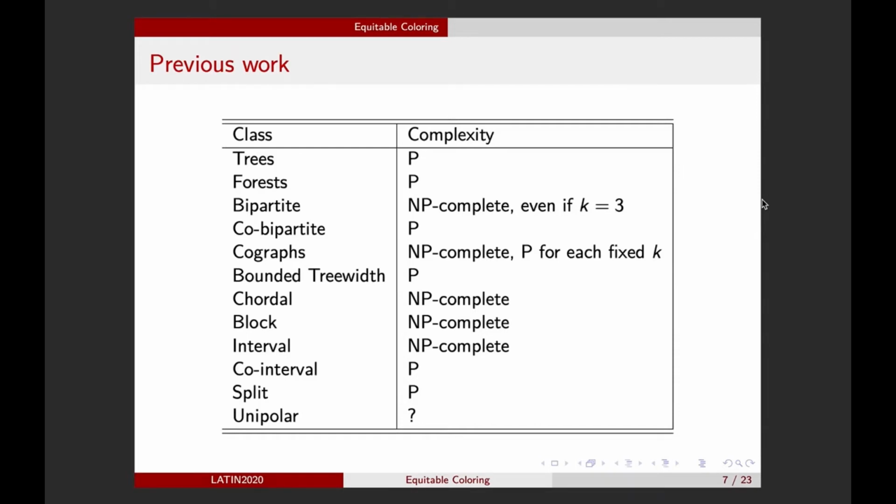One thing we notice is that there's a nice generalization of split graphs, which are unipolar graphs, for which the complexity of equitable coloring was not known. What we did was show that we can do a bit better than split graphs: we can solve the problem in polynomial time on unipolar graphs.